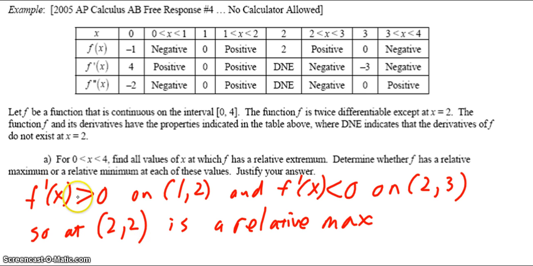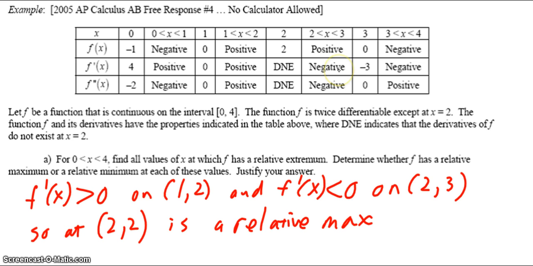So f prime of x, and we want to answer this in derivative speak, remember, we're very formal. f prime of x is greater than 0 on the interval 1 to 2, and f prime of x is less than 0 on the interval 2 to 3, so at the point 2, 2 is a relative maximum. Notice that here we could not use the second derivative test because the second derivative does not exist at 2. So we had to use our first derivative test.